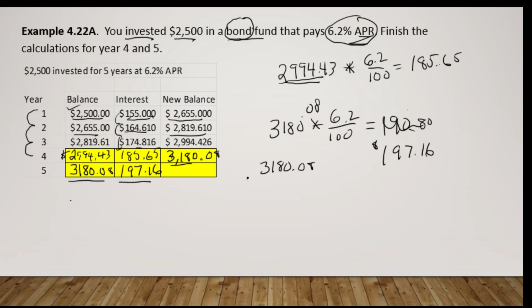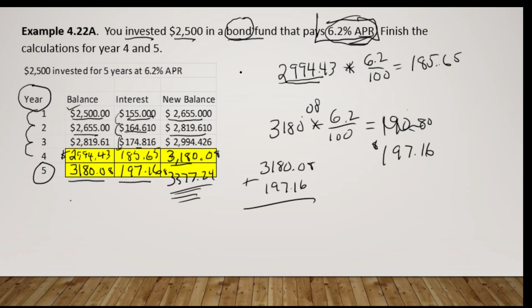3180.08 plus 197.16. I'm going to add those together. And I'm getting 3377.24. So that's what they would owe me at the end of 5 years. Now notice these are years over here. That's why I'm using the APR. I'm not dividing by 12 because these are not months. These are years.